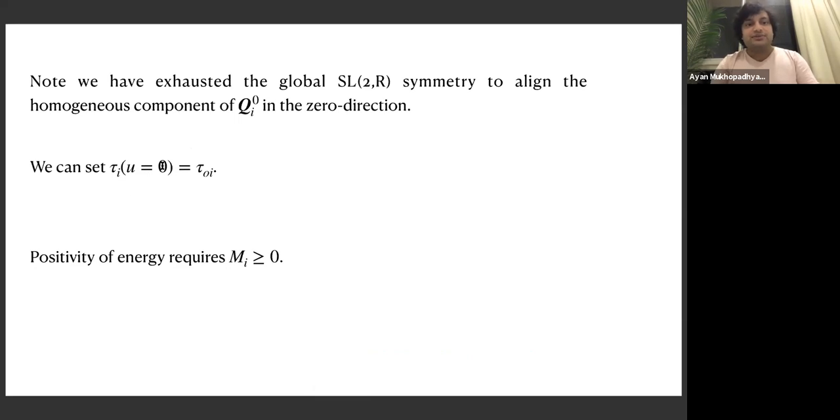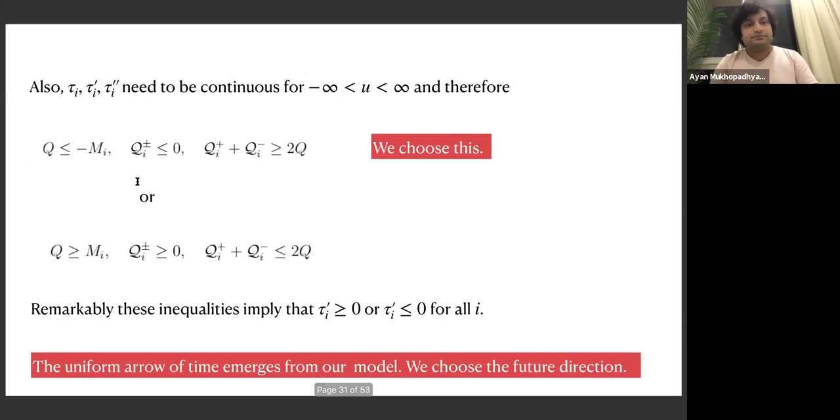And then we can also initialize these tau_I zeros to be anything. It doesn't matter. And the positivity of the energy will require that the mass of each is non-negative. We also require that tau_I prime and tau_I double prime will be continuous, because our equations are fourth order in the taus. So we need these three variables to be continuous, and that puts some additional restrictions.